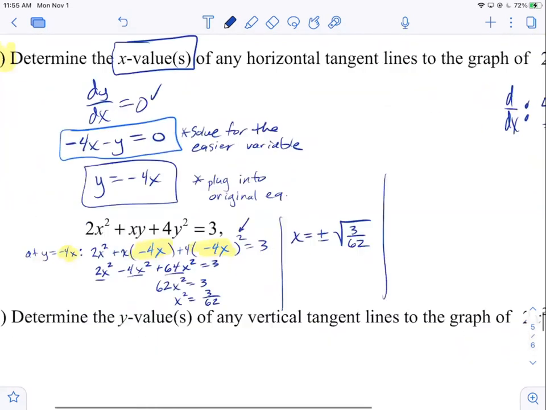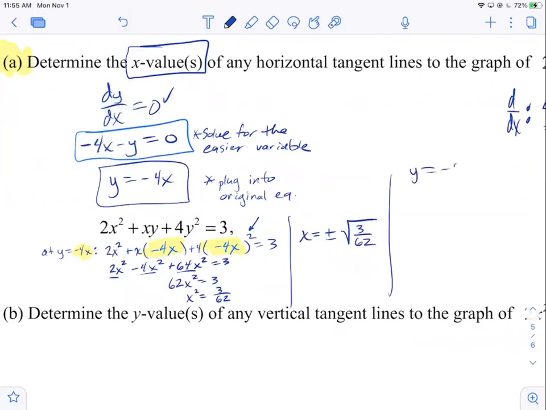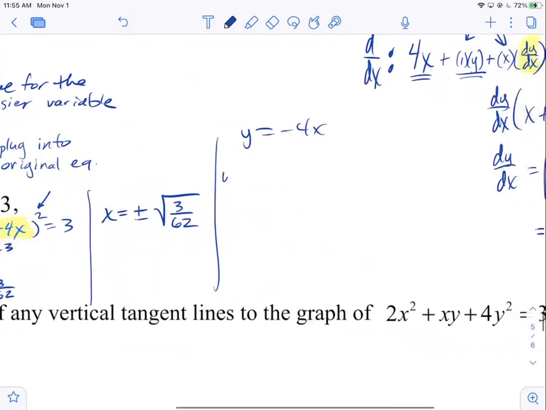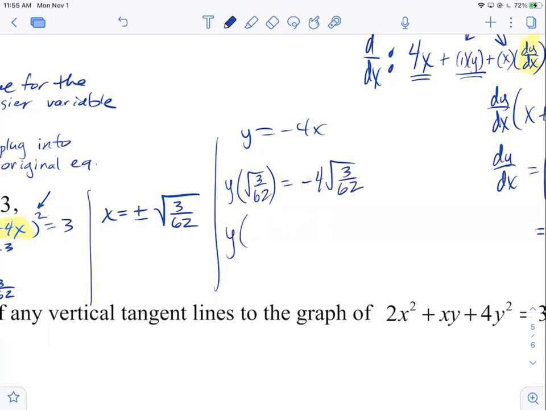So if we use this equation, y equals negative 4x, then I could say, let's use function notation. Y of positive square root of 3/62 is going to be negative 4 times the square root of 3/62. And then y of negative square root of 3/62 is going to be negative 4 times negative, that's positive 4 times the square root of 3/62. So that's the easiest way to find the y values.